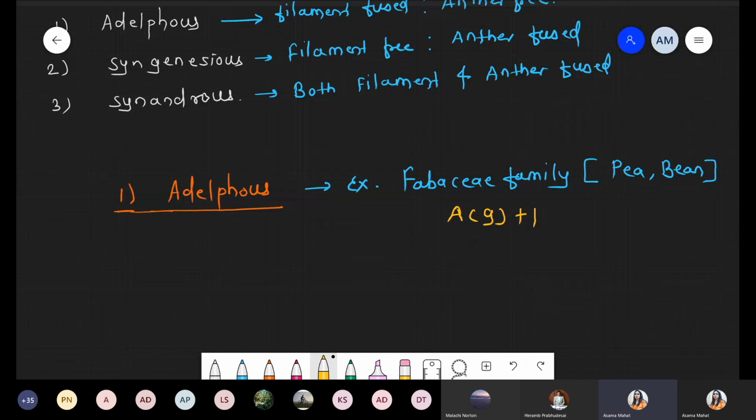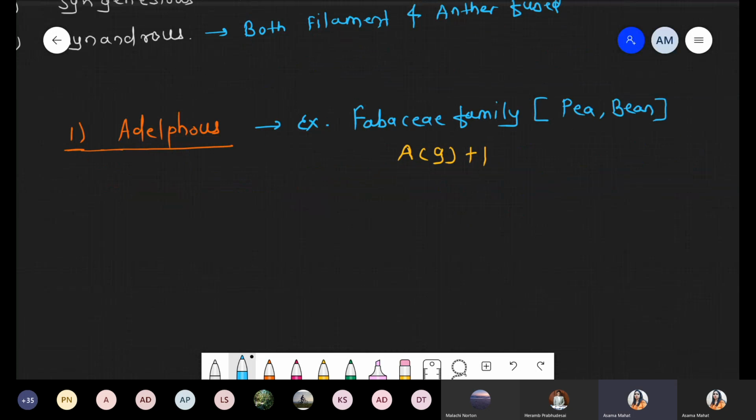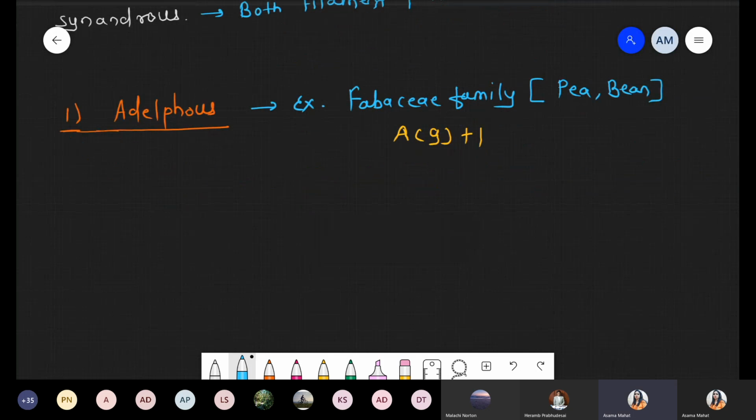But the 9 should be present in what condition? It should be present in fusion, because the bracket represents fusion. Nine stamens are present, all attached to each other, and 1 is present in free form. This is the Adelphous condition. We just discussed that the filament is fused but the anther is free. So 9 plus 1 means it is present in two sets.